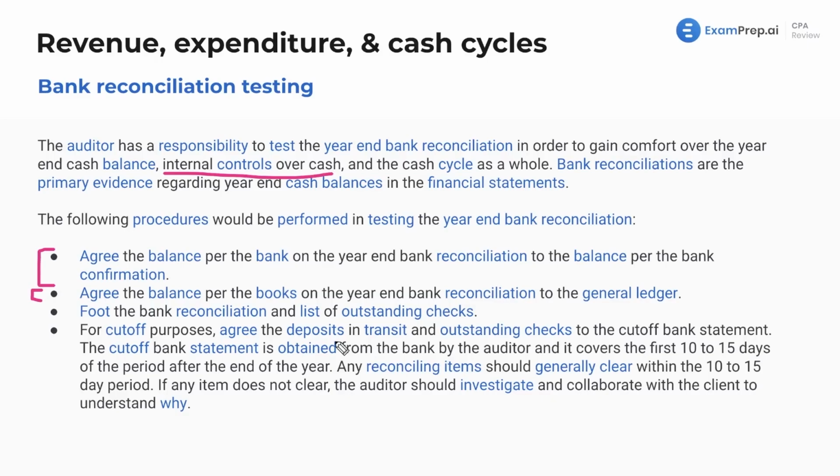right? They are true. The cutoff bank statement is obtained from the bank by the auditor, and it covers the first 10 to 15 days of the period after the end of the year, right? Like I said, this is a statement created for the purposes of checking that cutoff, but generally within 10 to 15 days is when you're going to see normal reconciling items that one party hasn't found out about. Now, you can have a check that's been outstanding for 60 days and someone just hasn't cashed it, but that generally is not the case because if someone gets a check, obviously they want to cash it as quick as possible, get access to that money.